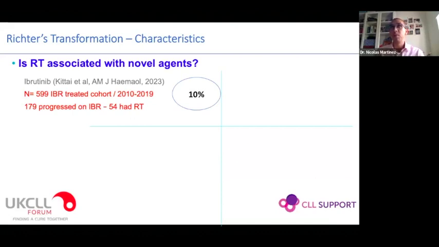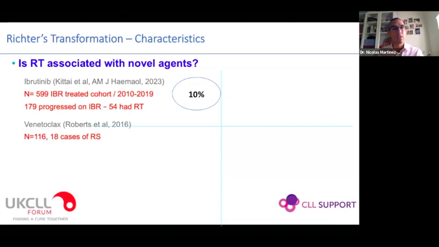This is an important concept, because we think that the genotoxic effect of chemotherapy is the one that's causing that increase in risk. But if you do treat with novel agents, that risk is increased anyway, and to a similar extent. So the genotoxic effect of chemo is not that important, as you can see, and that is replicated for all the novel agents.